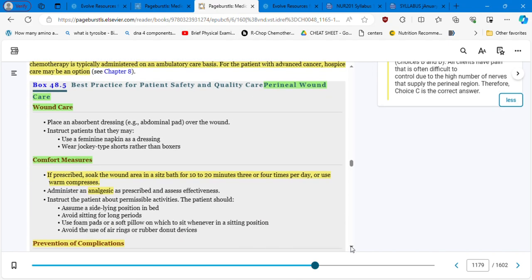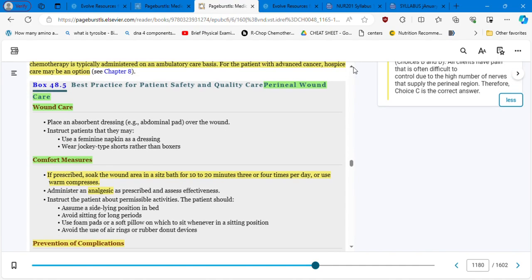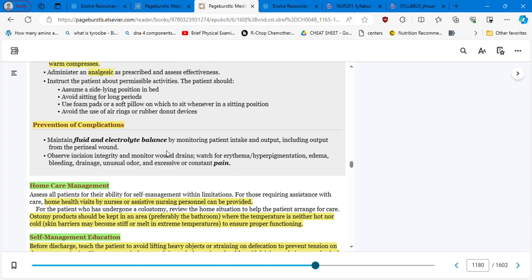So here you have a table recommending perineal wound care and what steps you need to be doing related to wound care. Maybe you want to use a feminine napkin as a dressing. Also, this is a section about comfort measures as prescribed, so place the wound area in a sitz bath for 10 to 20 minutes, 3 or 4 times per day, or use warm compresses. This is perineal wound care, okay? Prevention of complications: fluid and electrolyte imbalance, and monitor the incision integrity.